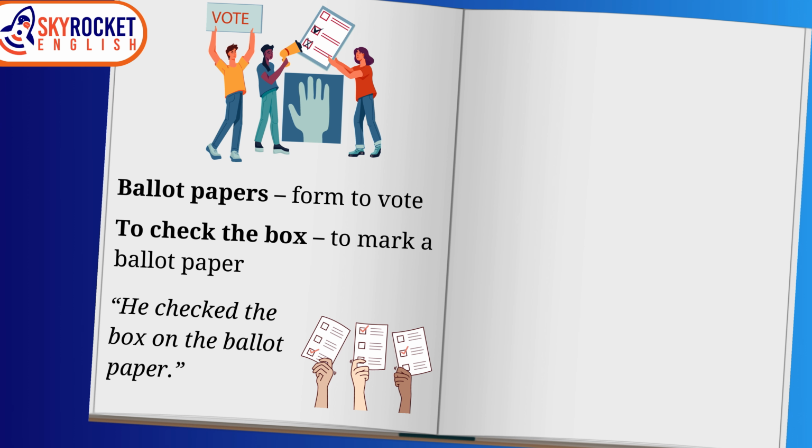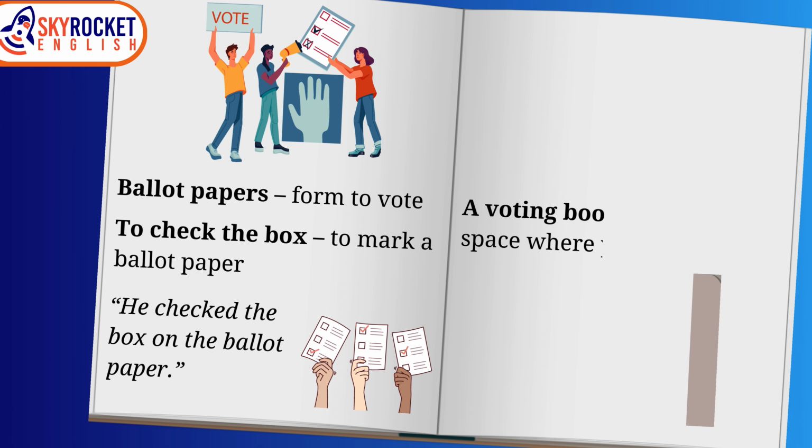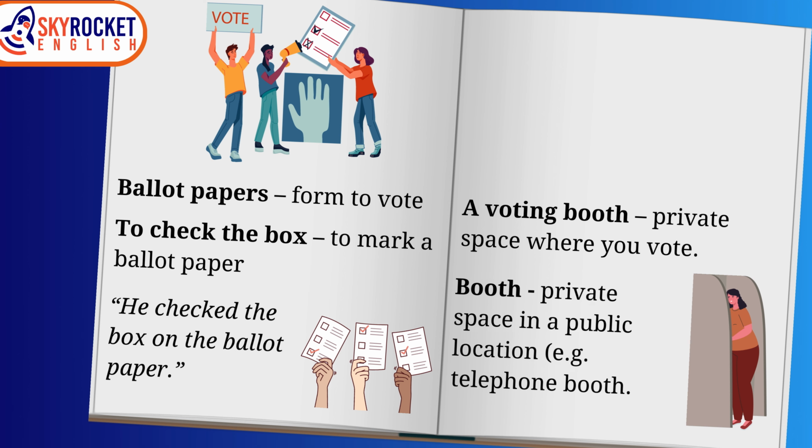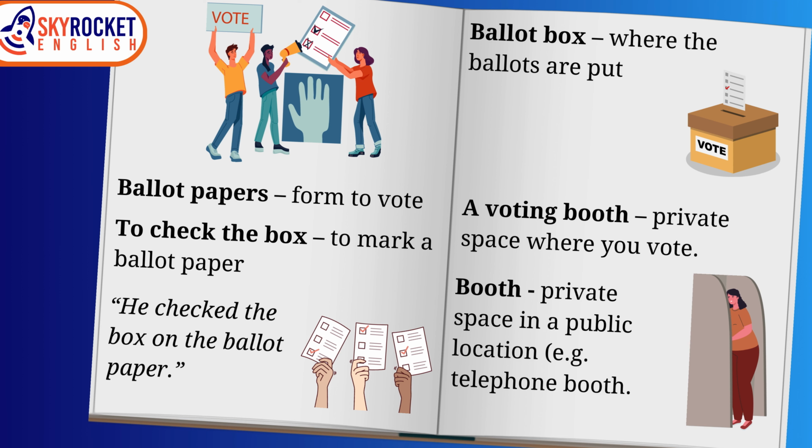The private place where you go to vote is called a voting booth. The word booth means private space in a public location. Another example is telephone booth. You then put the ballot paper into the ballot box. Ballot paper, to check the box, voting booth and ballot box.